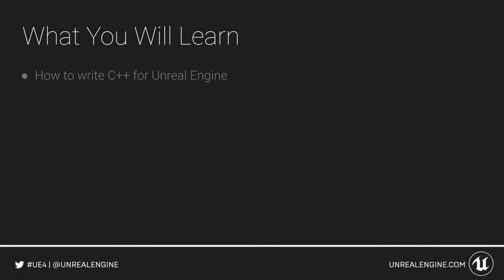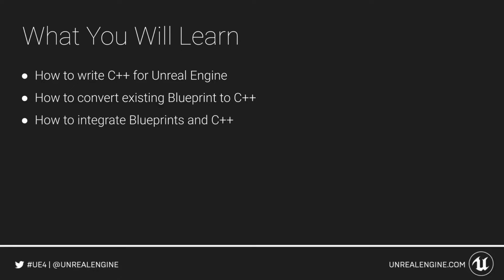Now, you're going to be learning how you can write C++ specifically for Unreal Engine. There are a bunch of different helper macros and preprocessor stuff that can help you write C++ for Unreal Engine. And we're going to be learning how we can convert Blueprints, the integrated graphical scripting language, to C++. And we're going to learn how you can integrate and use the two together, which is obviously the most powerful way of using Unreal Engine.